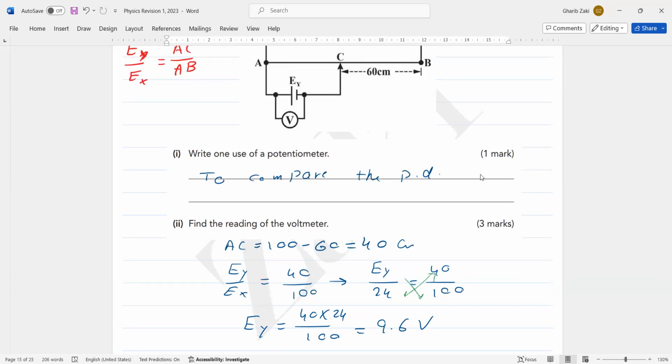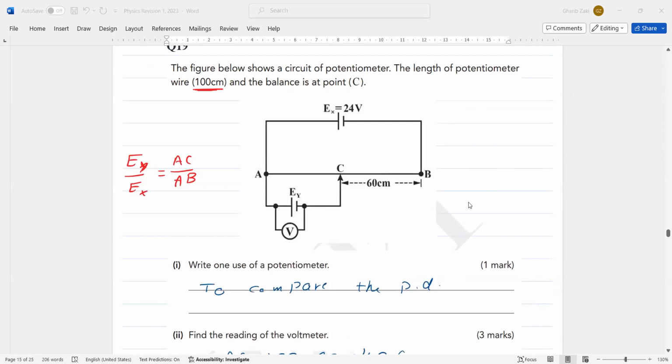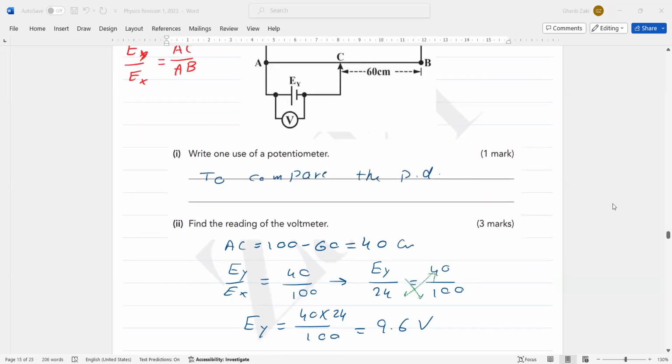Oh, it will be the same answer. If you convert to meter, you will get the same answer. So this is 1 and the AC will be 0.4. You will get the same answer.